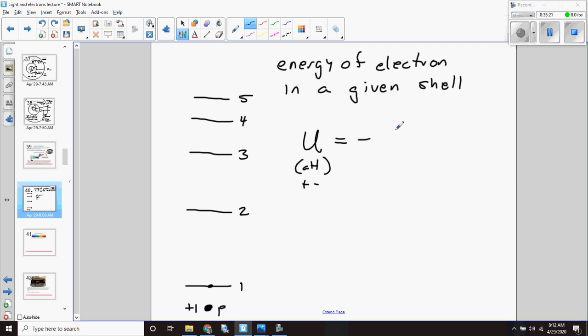Now I'm going to write this equation two ways. The first way is using a unit of energy we haven't talked about yet. It's called the electron volt. But then I'm going to show you the other way.